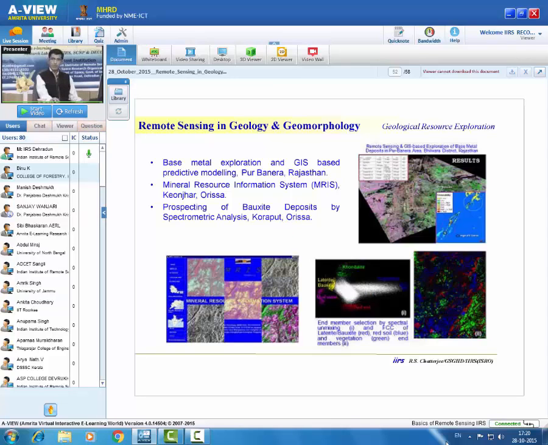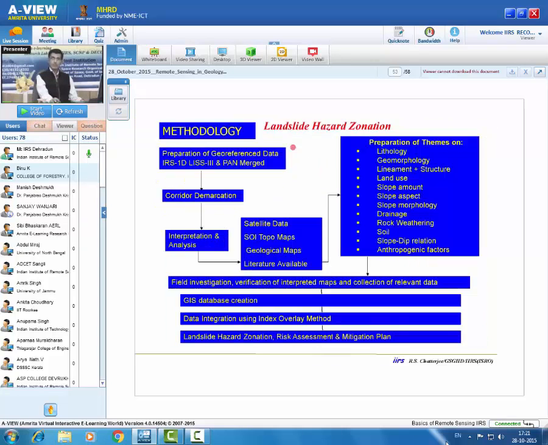So here, for example, we have made an attempt at prospecting bauxite deposits by spectrometric analysis of the Koraput district of Orissa. And you can see the different end members we have identified, like laterite, bauxite, mud, vegetation, soil, red soil. So we have identified the end members, and based on these end members from the satellite-based spectral data, we have classified it. Okay, using some advanced technique, and these red areas are the possible areas of bauxite.